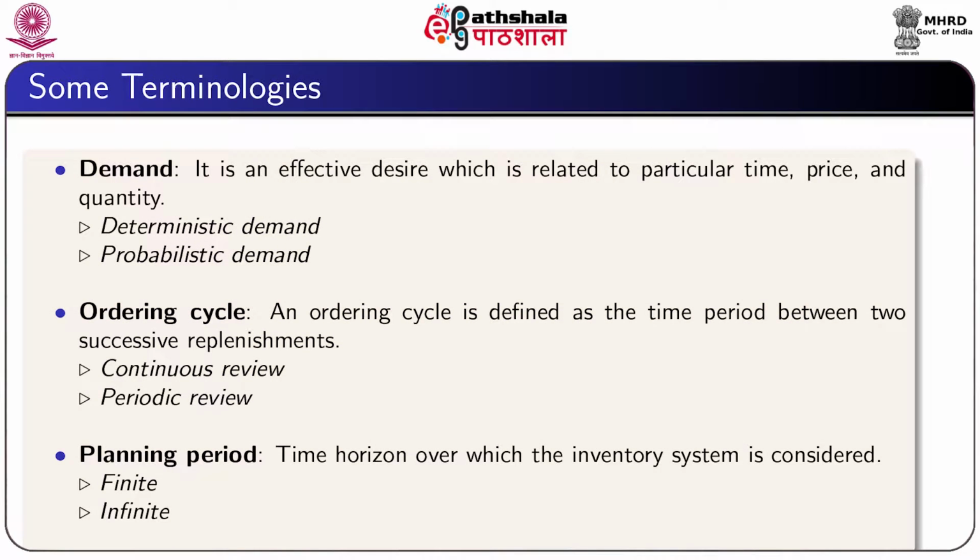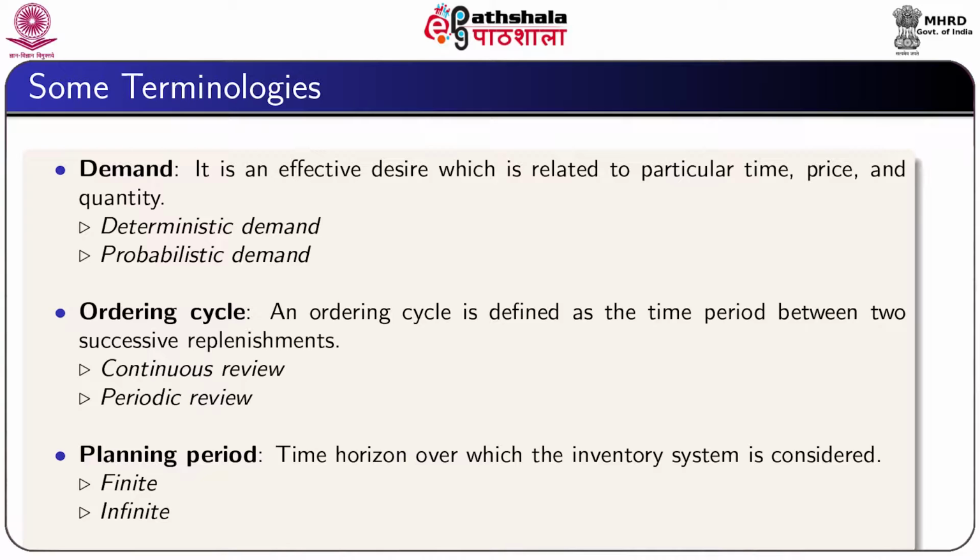Ordering cycle. An ordering cycle is defined as the time period between two successive replenishments. The order may be placed based on two types of inventory systems: continuous review inventory system and periodic review inventory system. In continuous review inventory system, the inventory level is monitored continuously until a specified point known as reorder level or reorder point is reached. Whereas in the periodic review system, the orders are placed at equally spaced intervals of time.